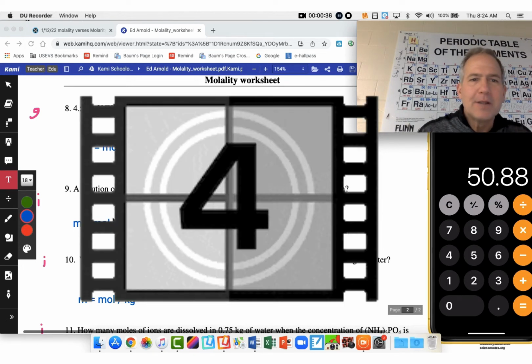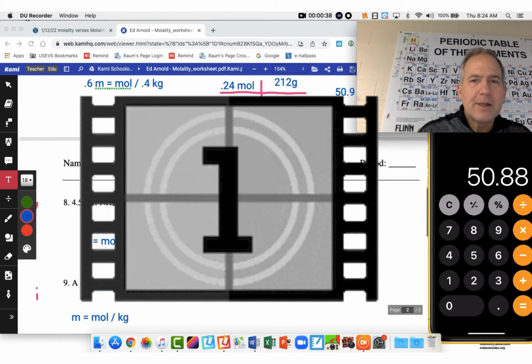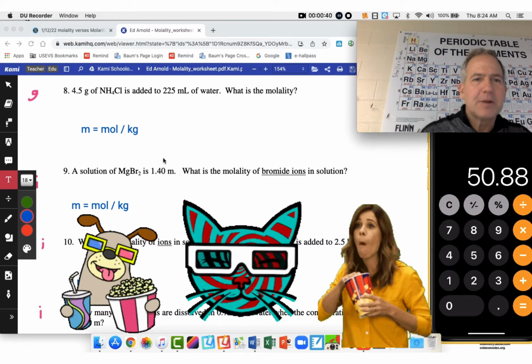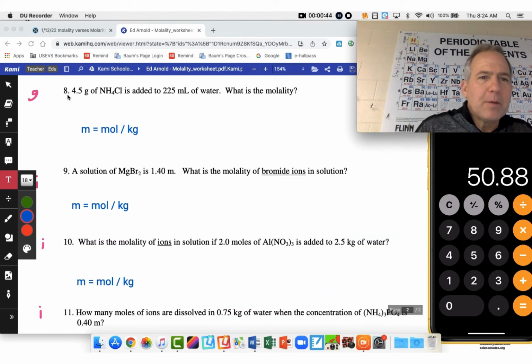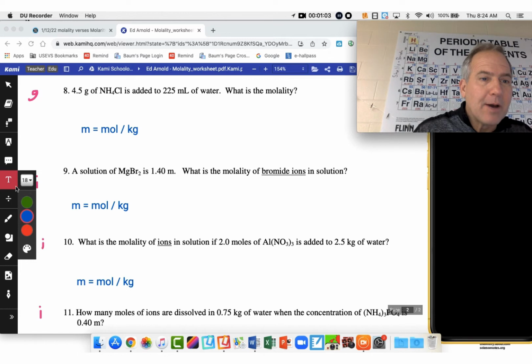Okay, so we're on number 8. Yep, number 8, and we'll get started on that. So this time it says we have 4.5 grams of ammonium chloride, and it's added to 225 milliliters of water. What is the molality? Okay, this one shouldn't be too bad. Remember what we just said about that. 225 milliliters of water.